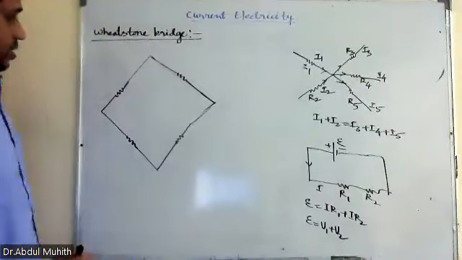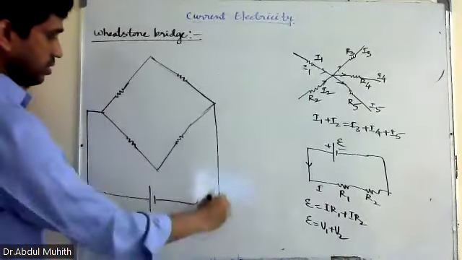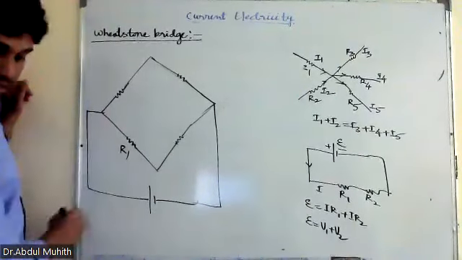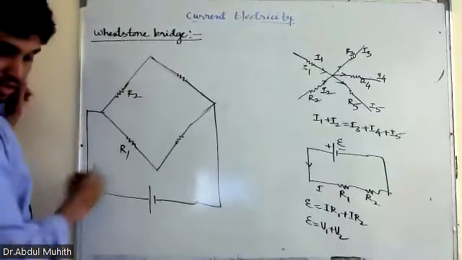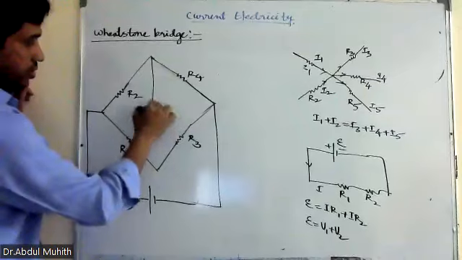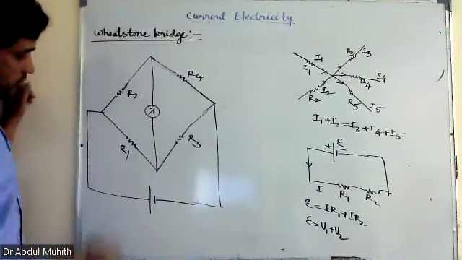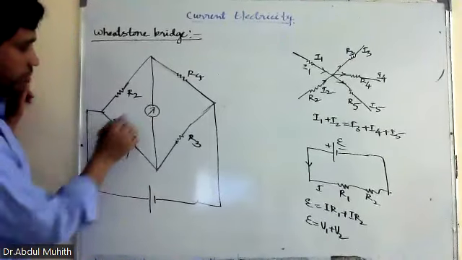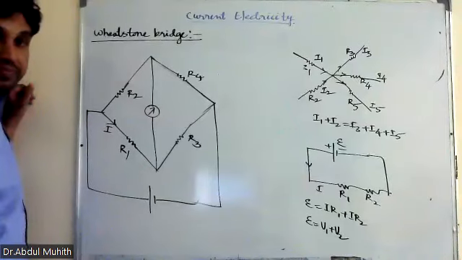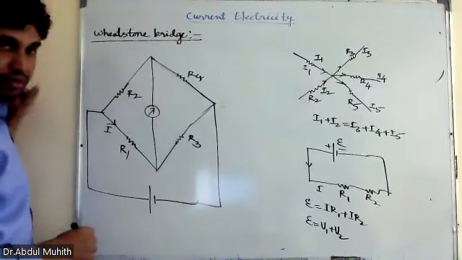Now here, see, this is the way. Is it clear? So this is R1, R2, R3, R4, and this is the galvanometer. For some questions, there is no galvanometer in between. So how do we know whether it is a Wheatstone Bridge or not? There will be a resistor in between, right? Yes, sir. I'll explain that. Okay, don't worry.